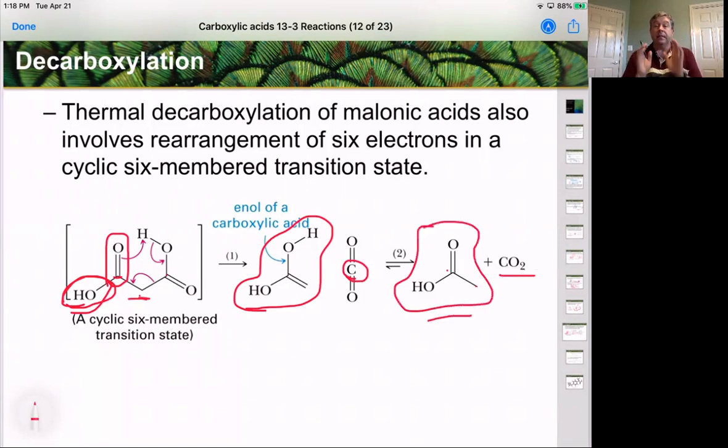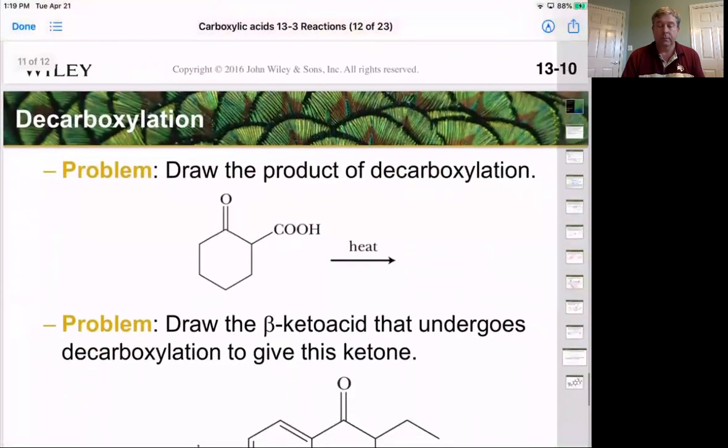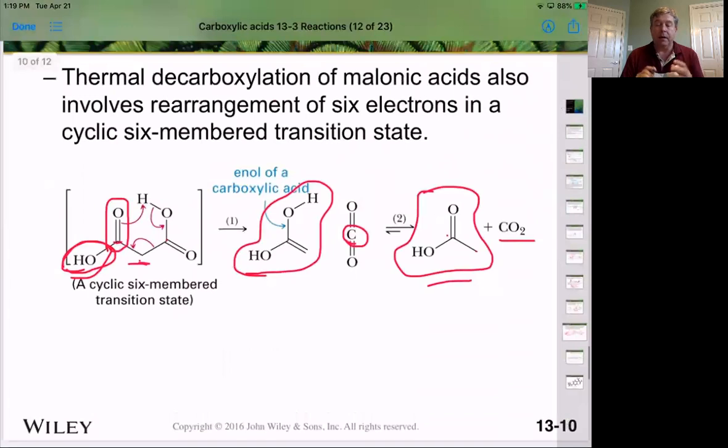Again, it has the same general structure of having that carbonyl 2 carbons over on the beta carbon, but in this case, it just happens to be 2 carboxylic acids instead of just an aldehyde or a ketone. And that completes our reactions for chapter 13.